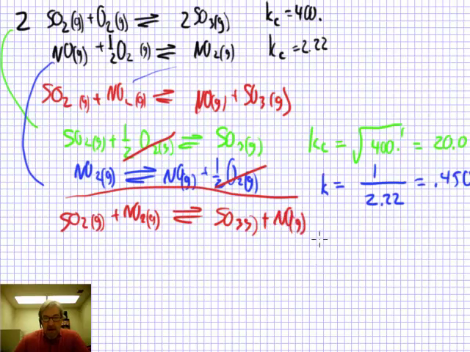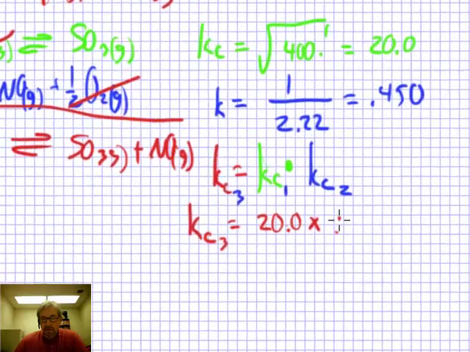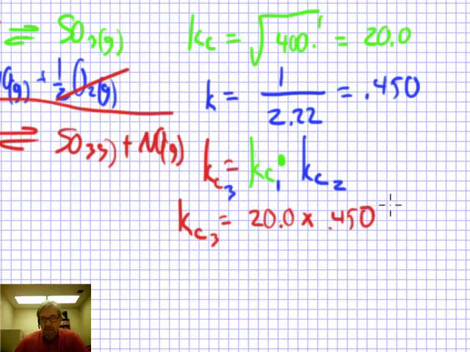So since I added these two equations together and got my third equation, the law of multiple equilibria says the K for this equation is going to be equal to the Kc for the first equation times the Kc for the second equation. So Kc1 times Kc2, I could say here, is going to give me Kc3. So putting numbers to that, Kc for this third reaction, the sum of the two previous reactions, is going to be 20.0 times 0.450. And that comes out to 9.01.